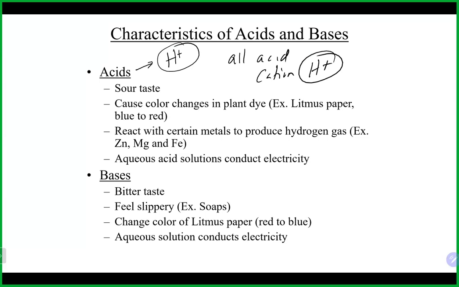Bases, on the other hand, have a bitter taste. They feel slippery. A lot of soaps are bases. They also turn litmus paper blue.